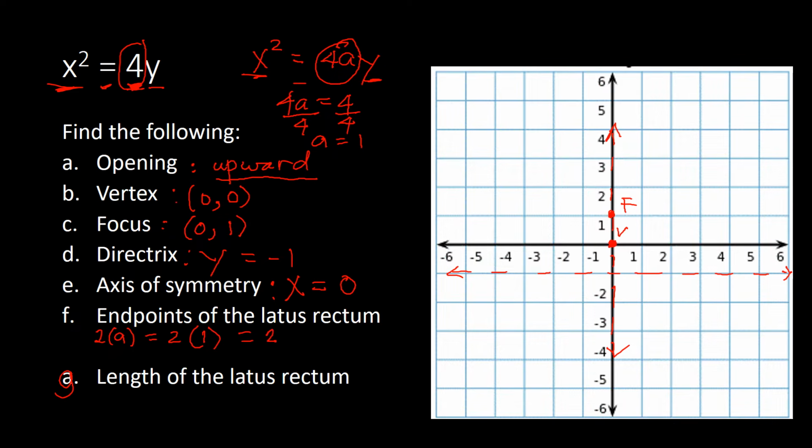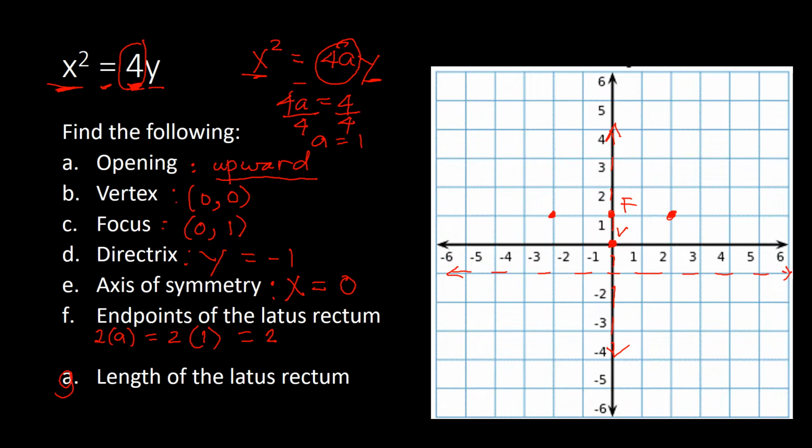So counting off from the focus 2 units to the right and left, because again, when you say latus rectum, that's a line segment passing through the focus. So it's going to be left and right, because if you go up and down, you have the vertex there, so it must not be with the vertex. So we are going to count 2 units to the left: 1, 2, and 2 units to the right: 1, 2. These are our endpoints of the latus rectum.